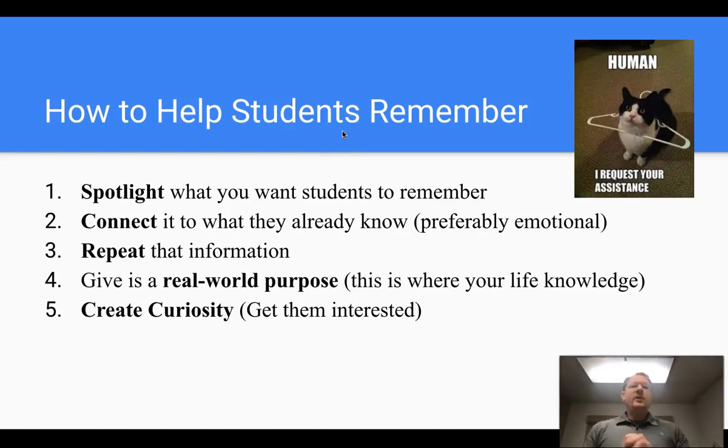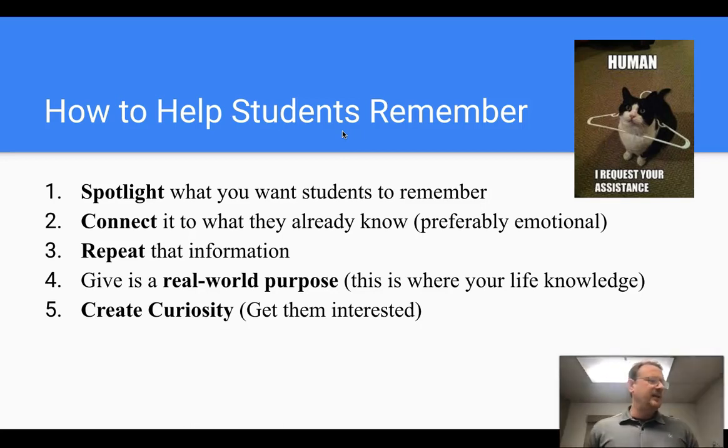So how do we help our students remember? One is, as teachers, we need to spotlight what we want our students to remember. Really focus on those key things we want them to remember. Fewer concepts, more opportunities to learn them. We need to connect that information to what the students already know, preferably some type of an emotional connection.